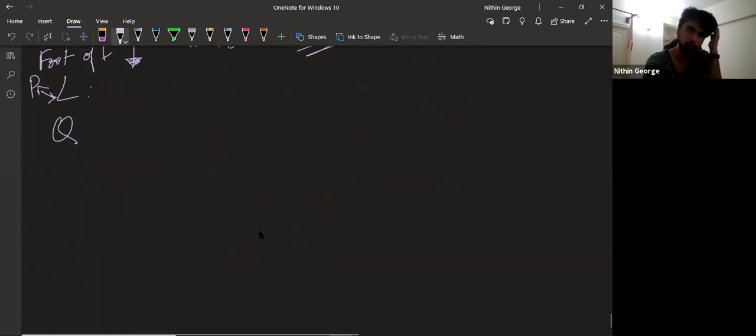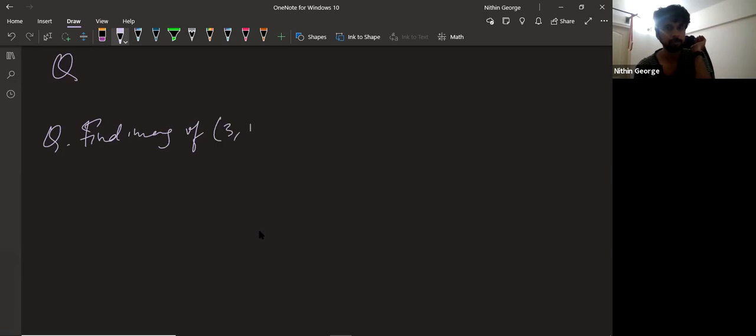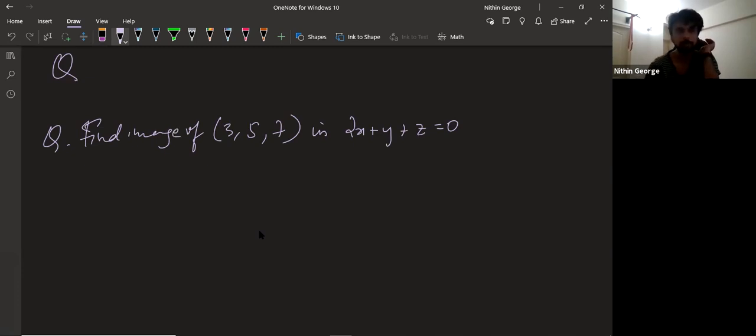Okay, let's practice one problem now. We did the derivation the proper way. Now, find the image of the point 3, 5, 7. Don't use that formula that you derived. Don't even try to remember. In the plane 2x plus y plus z equal to 0. Find the image of this point in this plane. That is the question. So 3, 5, 7, the point. You have to find its image in this plane, 2x plus y plus z equal to 0. Come on.